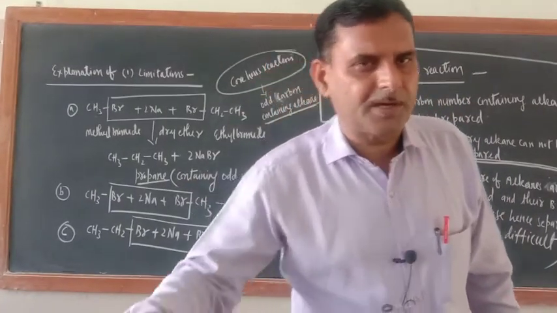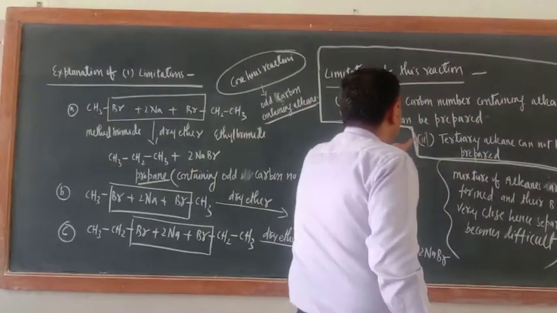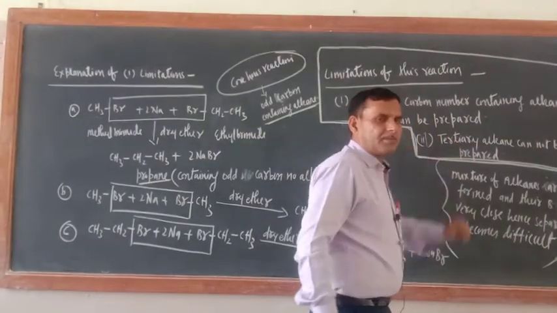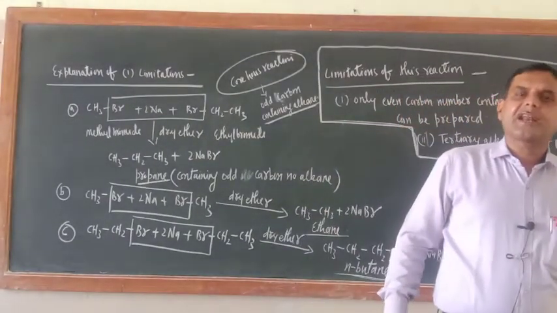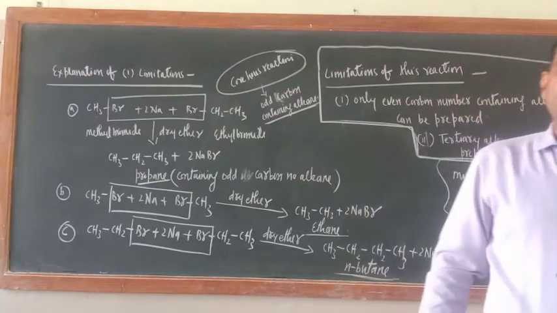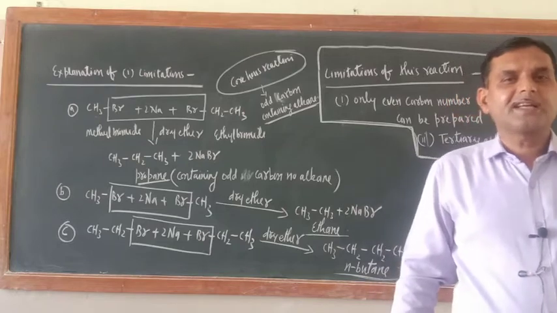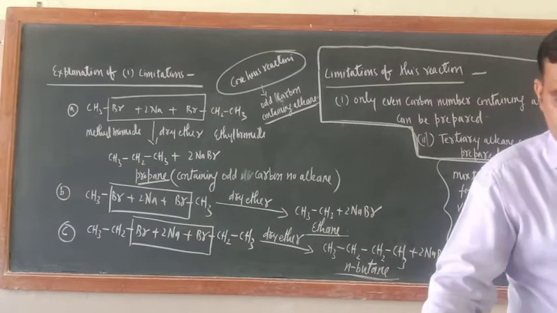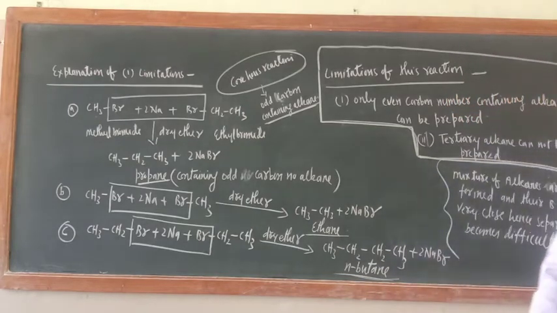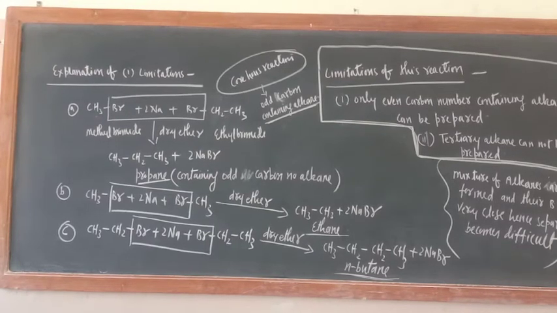So separation will become difficult. Now the explanation of the second one: tertiary alkane cannot be prepared. Why can tertiary alkane not be prepared? For the preparation of tertiary alkane, you have to take a tertiary alkyl halide, and you know tertiary alkyl halide undergoes dehydrohalogenation. Just a minute. Actually, tertiary haloalkane, let me write the structure and then I will explain.